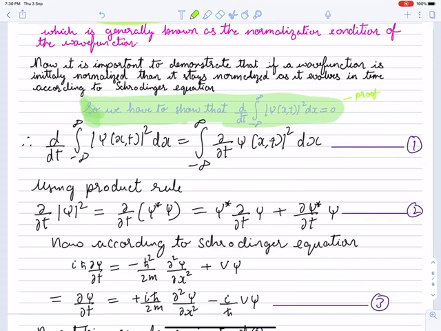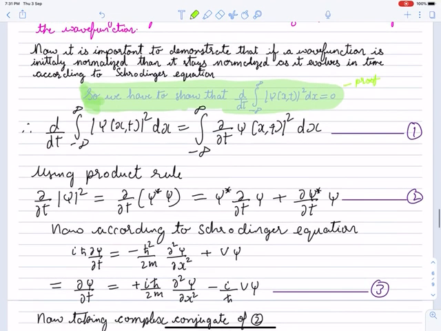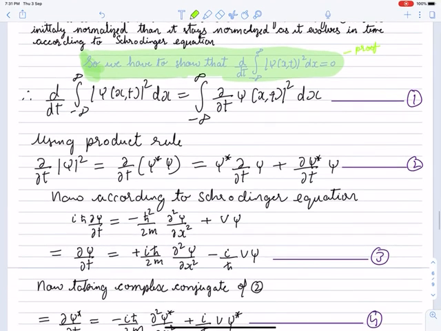This is actually basic mathematics. If there is any problem, you can look at your class 11 and 12 books. Using the product rule, we can find, and I have told you that psi star and psi are totally different things with different meanings. So while applying the product rule, we get equation number 2.